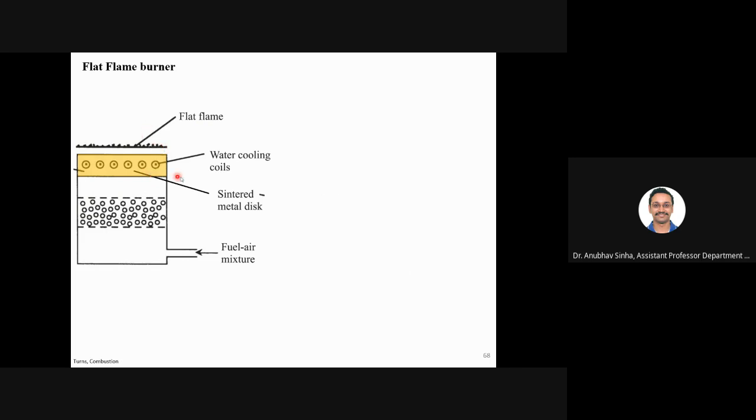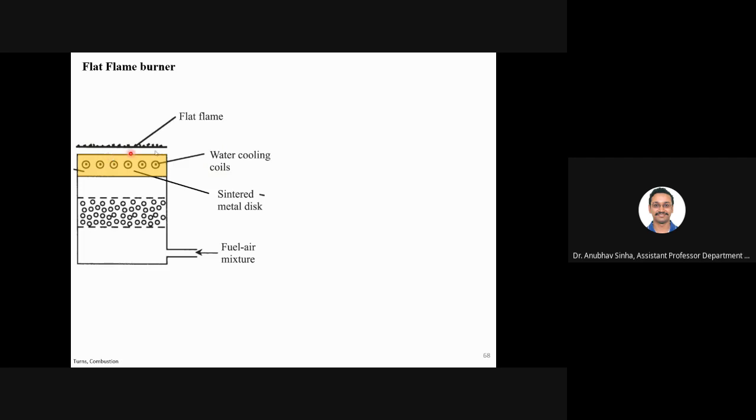One important criterion here is that you should also be cooling this. Basically, we have water tubes. Can anyone tell me why that cooling is required? Sir, to prevent damage due to flashback. Flashback will not happen here, but yes, the flame is quite near to this sinter disc, so it could burn this. I will show you some examples.